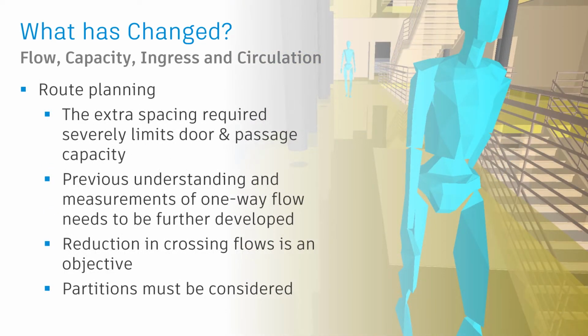With regard to routing, extra space is required, and that severely limits door and passage capacity, obviously. And the understanding that we previously had around the measurement of one-way flow needs to be developed quite a bit further. We're also looking to reduce crossing flows with our routing, and maybe we need to also consider erecting partitions.